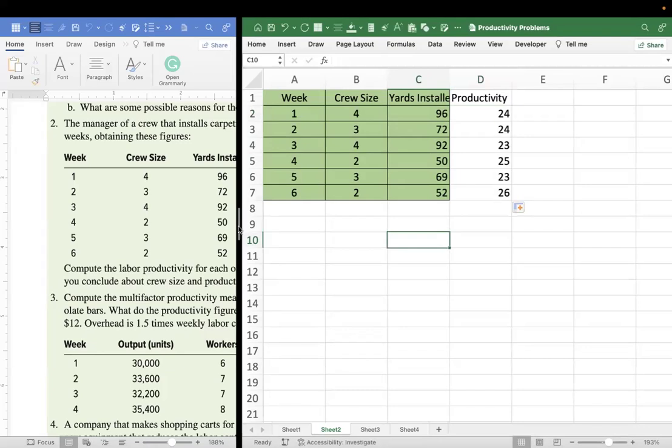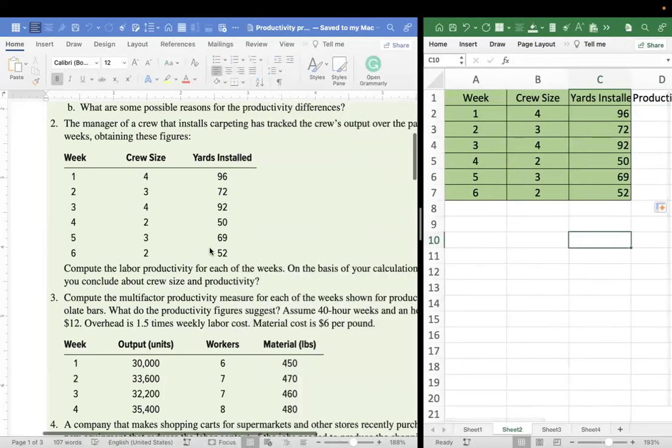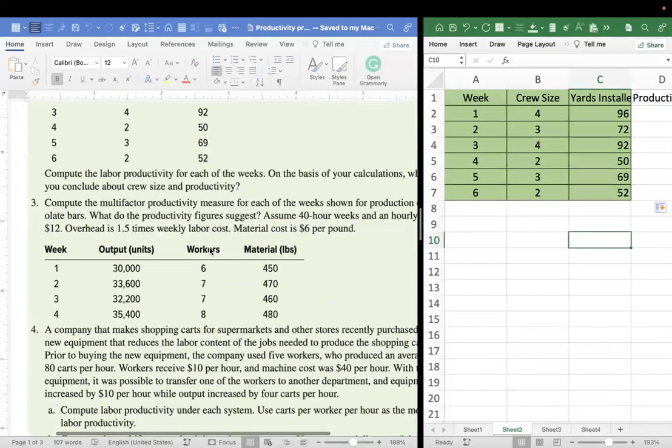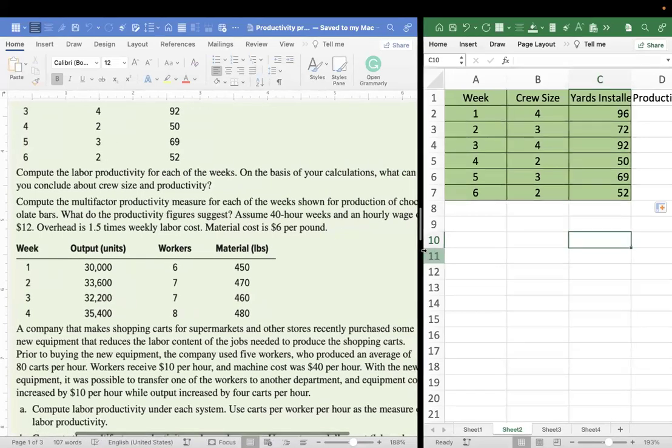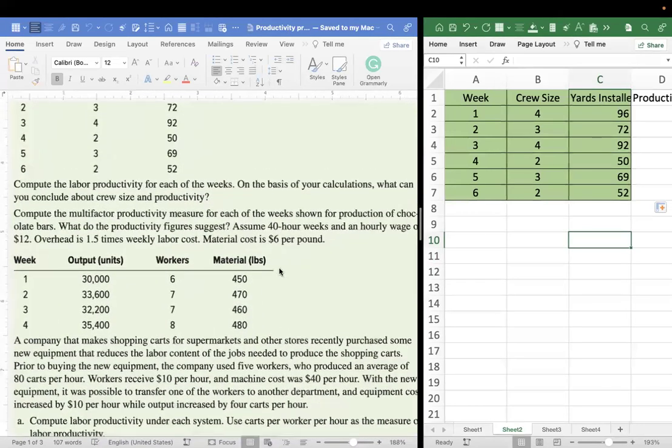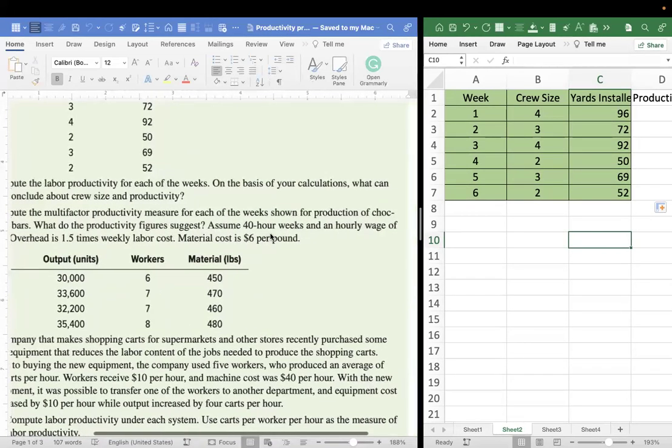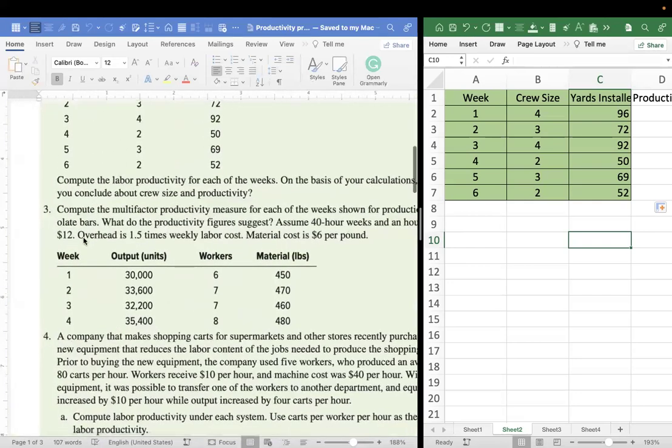Okay, now let's move to the next question. The next question says, compute the multi-factor productivity measure for each of the weeks shown for production of chocolate bars. What do the productivity figures suggest? Assume 40-hour weeks and an hourly wage of $12. Overhead is 1.5 times weekly labor cost and material cost is $6 per pound.